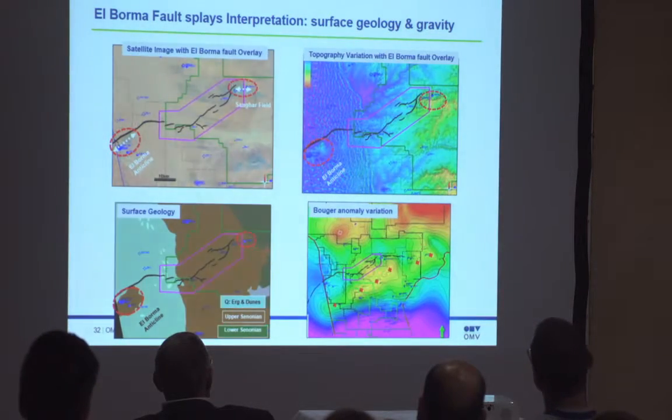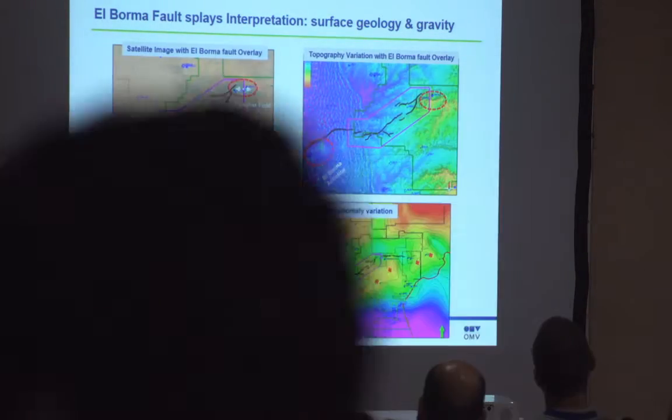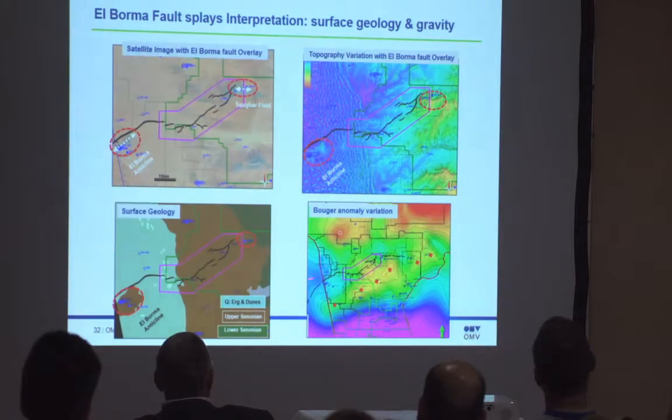The gravity data is showing mainly this northeast-southwest low gradient of gravity, which coincides more or less with the extension of the fault.